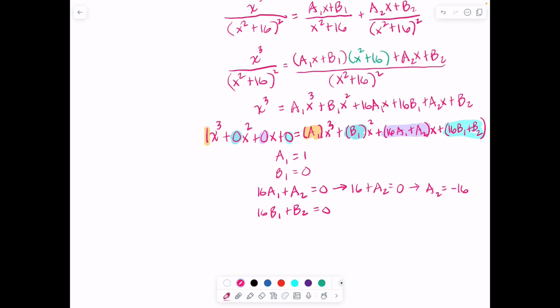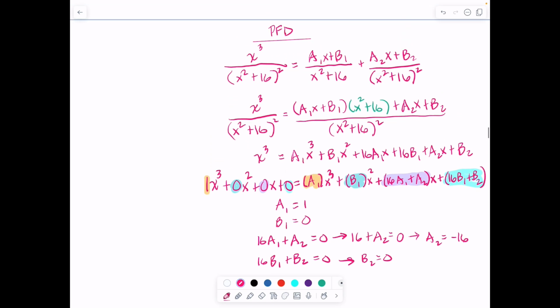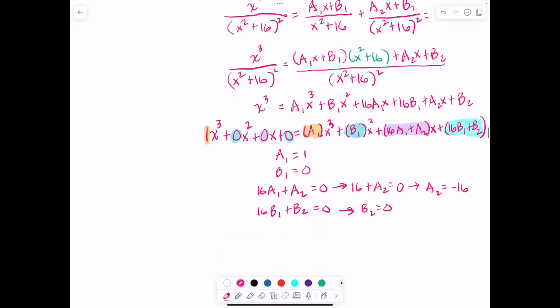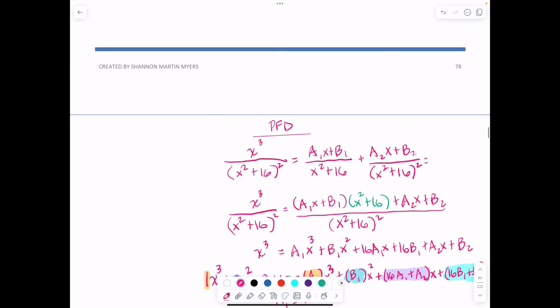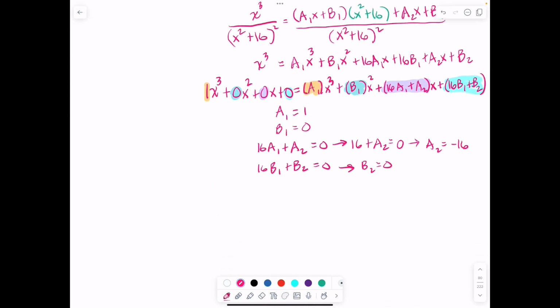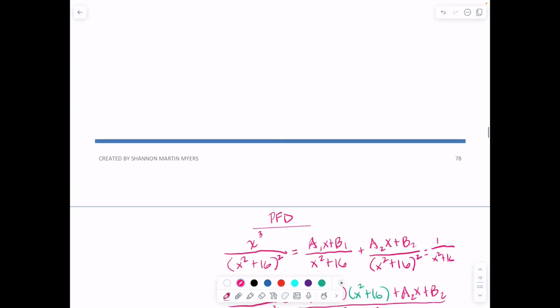Plugging in b1 is 0, that tells me, in the last equation, that b2 is also 0. Cool so far? And so it turns out that it simplifies this quite a bit. If we look at it, a1 was 1 and b1 was 0, so we have 1 over x squared plus 16, and then a2 and b2. a2 was negative 16 and b2 was 0.